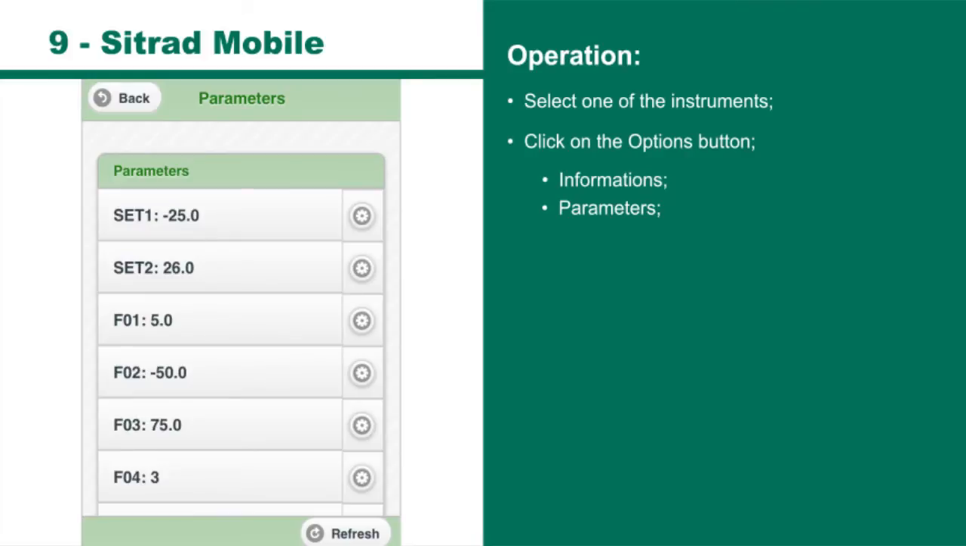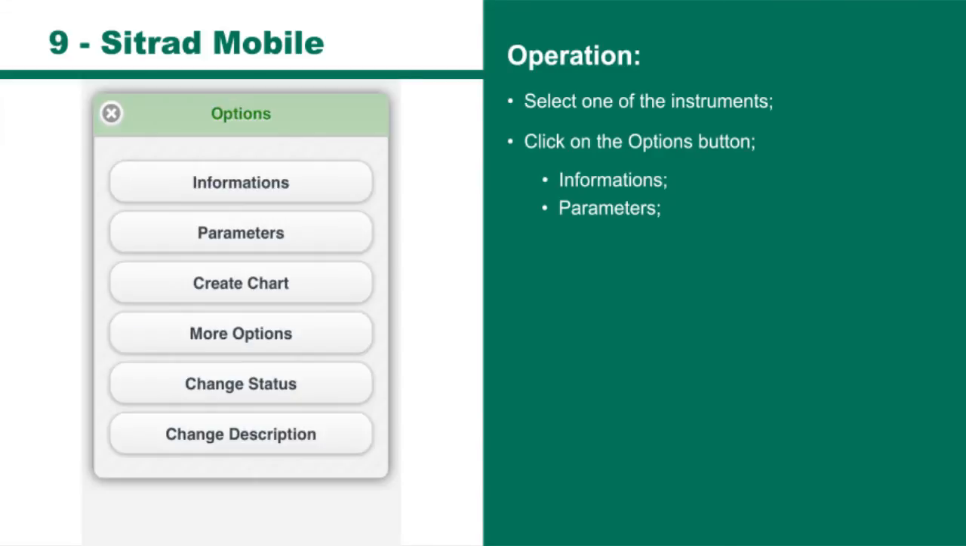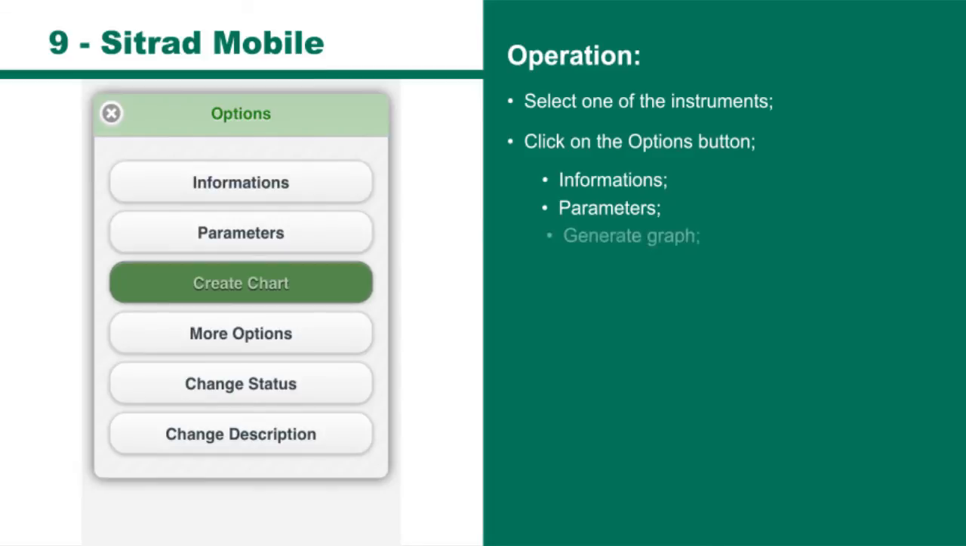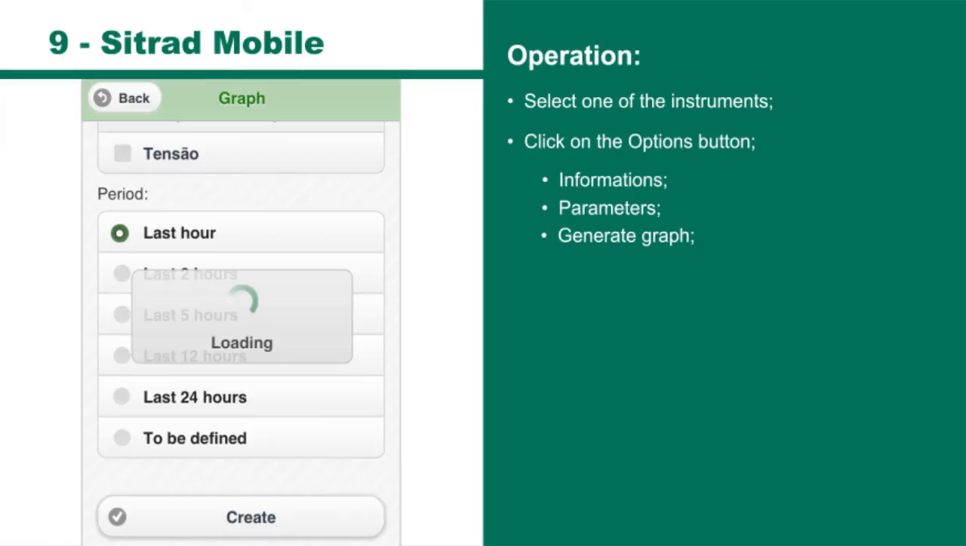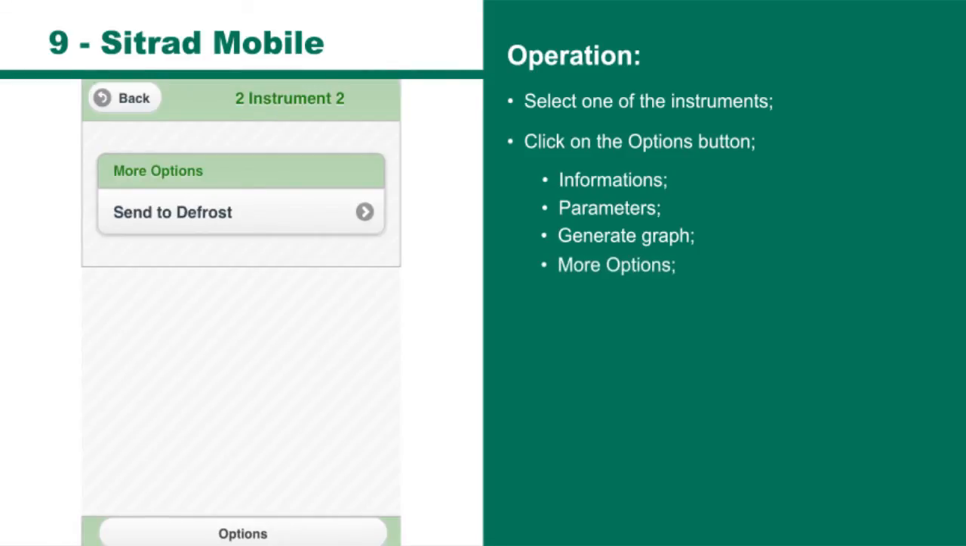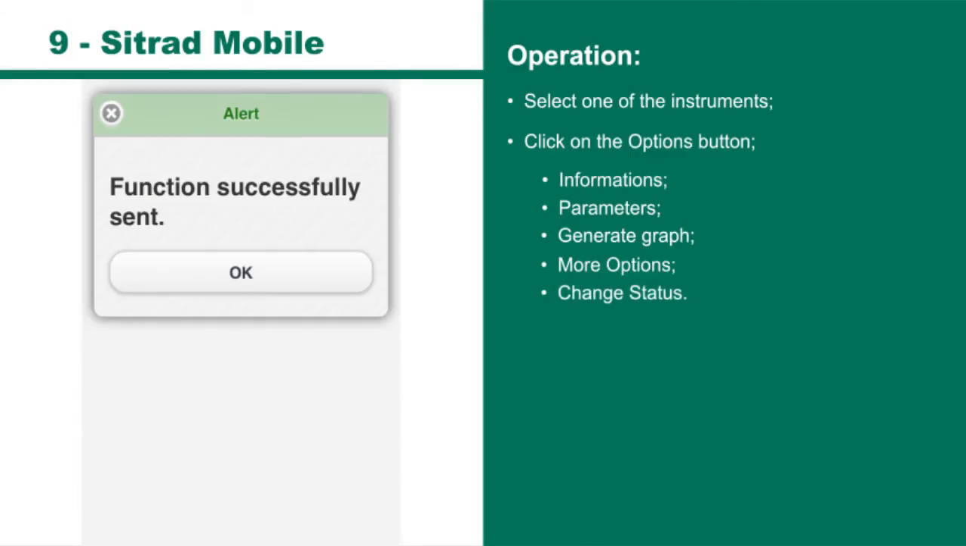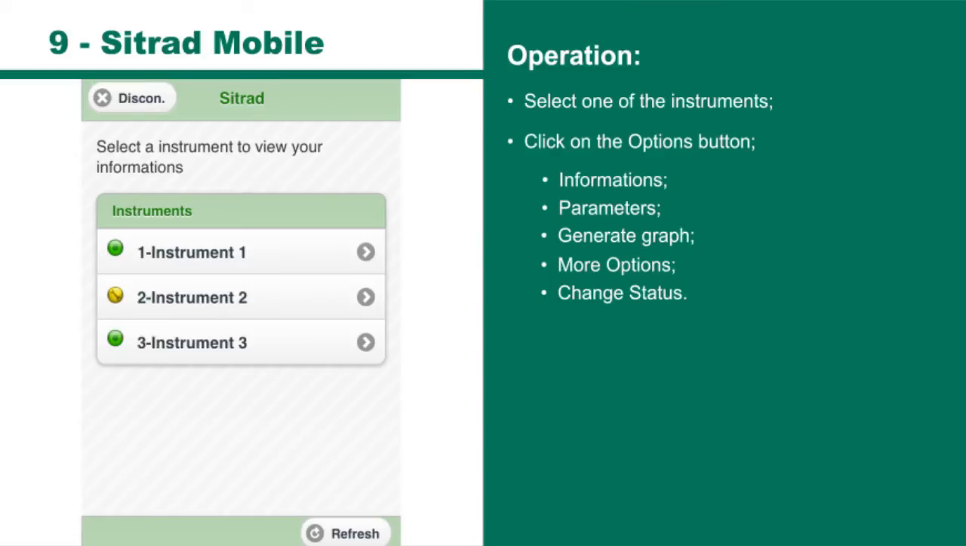Simply select the gear on the right side of the parameter to open the page and change the parameter. After changing the value, click OK to return to the list. Returning to My Options. We still have options to generate graph. More options. In the case of our instrument, we can drive the defrost. And change status, where we can disable the instrument, following for maintenance or communication to activate it.